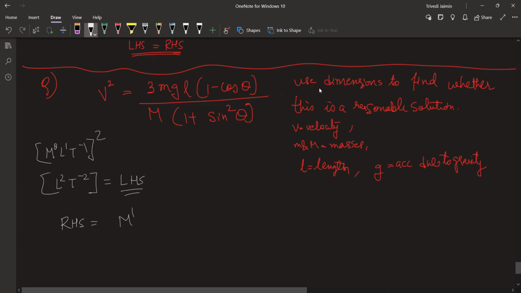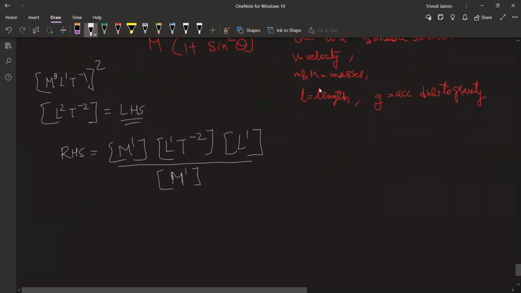M1 over M1. Then gravitation is same as acceleration, which is L1 T minus 2. The mass will get cancelled. So if I solve it like this, 1 minus 1, L2 T minus 2. So this is M0 L2 T minus 2.